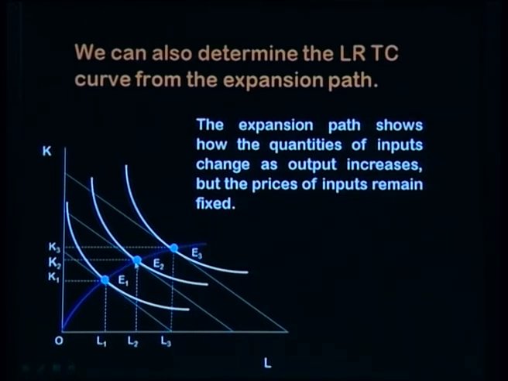Second, when our capital increases from K1 to K2 and our labor also changes from L1 to L2, we have a second point on our isocost line, that is E2. Furthermore, when our capital increases from K1 to K3 and our labor increases from L1 to L3, we have another point E3 which is tangent to the isocost line. If we connect all 3 points E1, E2 and E3 from the origin, we have the expansion path, and this will be our long run total cost curve.